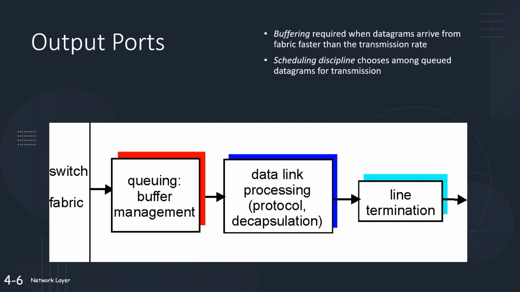This is very important. Output ports, also known as LAN or WAN interfaces, are responsible for transmitting data packets from the router to their intended destinations. These ports connect the router to various network segments, including local networks and external networks. The key aspects of output ports include connectivity, and buffering, required when datagrams arrive from the fabric faster than the transmission rate. This is very important. Scheduling discipline chooses among queued datagrams for transmission. So, switching fabric, then queuing buffer, data link processing protocol, and line termination. These are the main components of output ports.